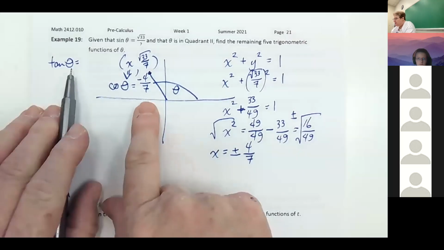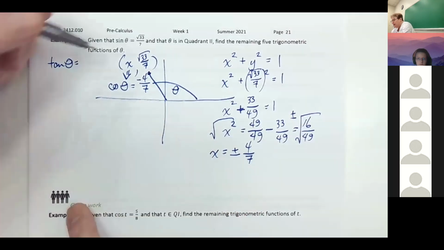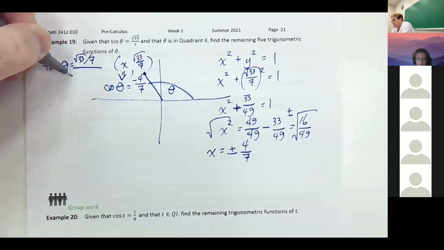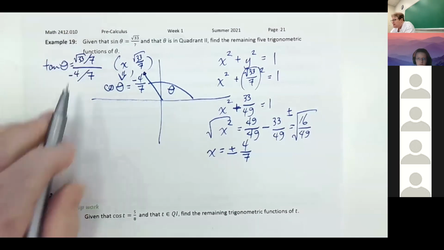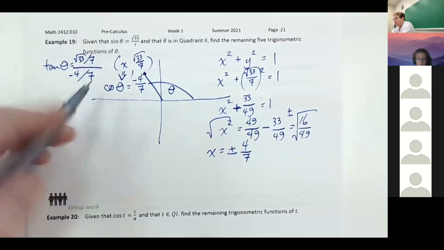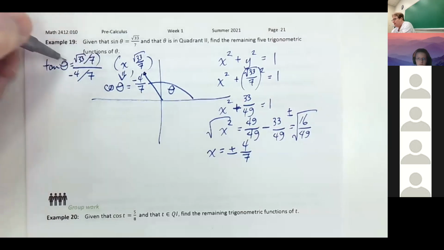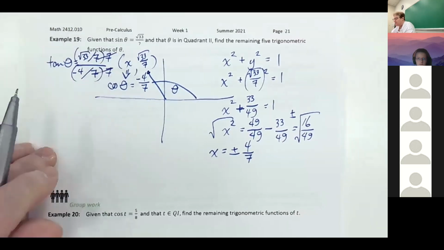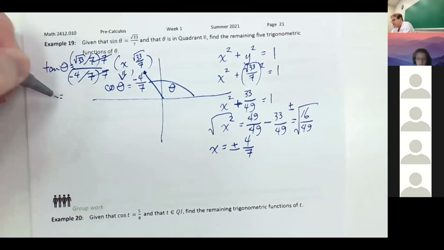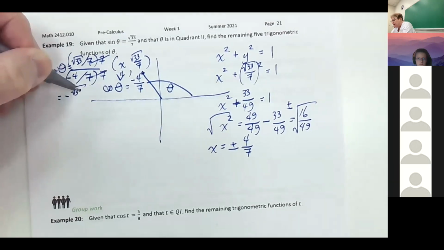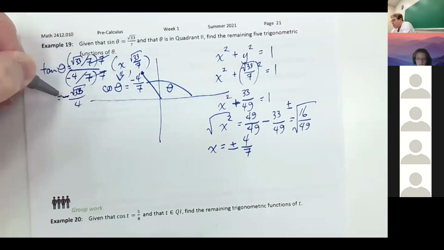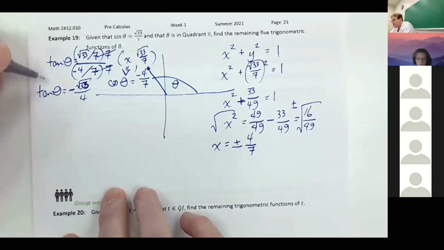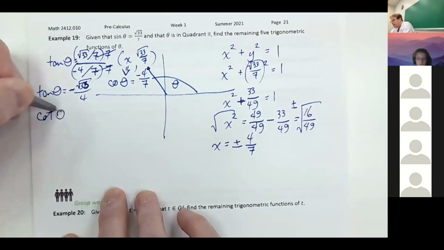To find the tangent, we want to divide the sine by the cosine. And I notice that both fractions have a denominator of 7. That means I can multiply top and bottom by 7 and get rid of those denominators. So that the tangent is just negative square root of 33 over 4. That's not a beautiful 33, sorry. Tangent theta. What about the cotangent of theta?